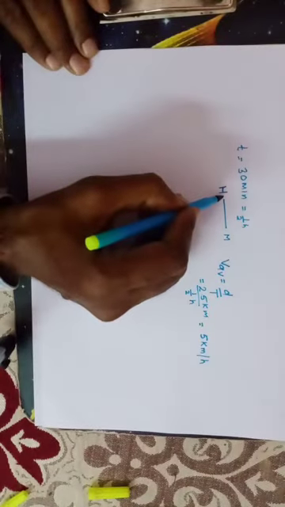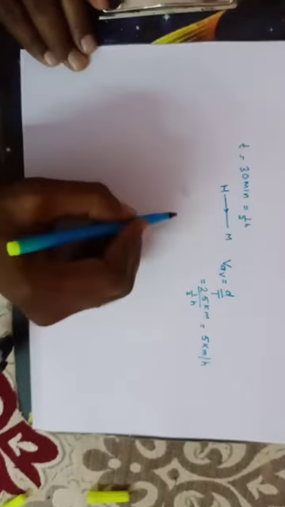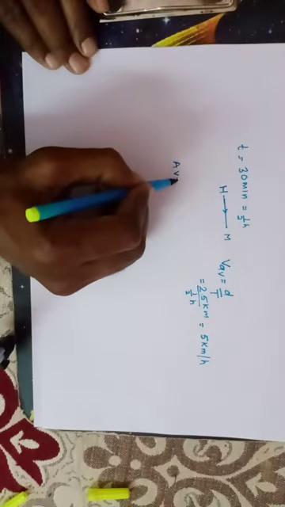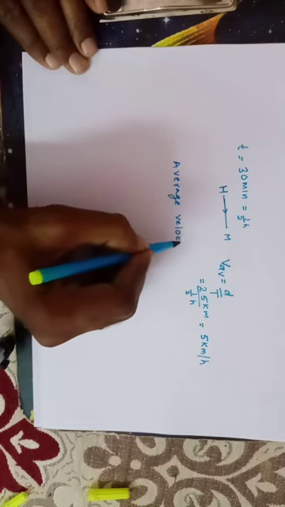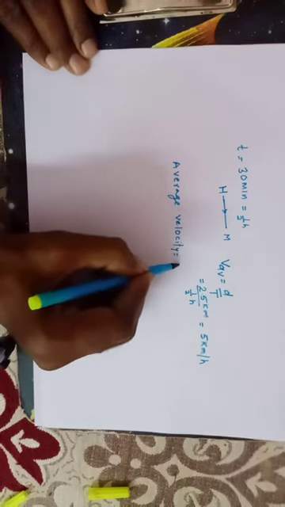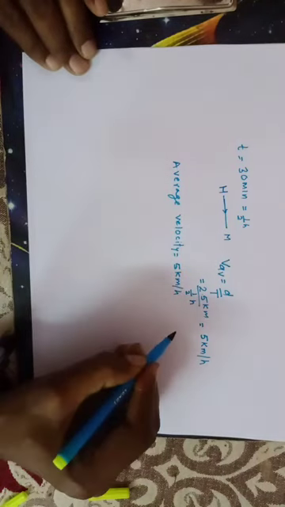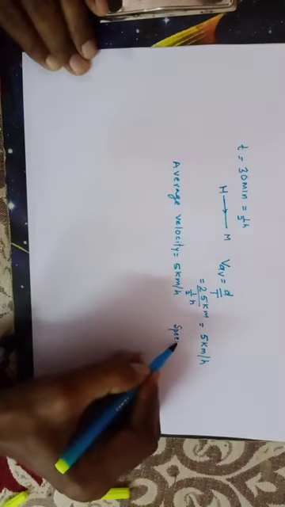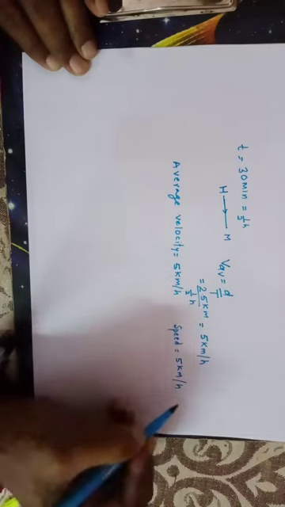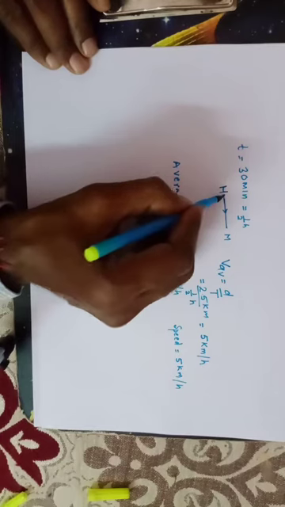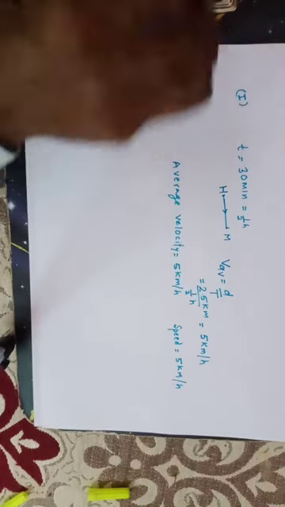Now home to market is 2.5 km. So for 0 to 30 minutes, average velocity will be 5 km per hour and average speed also 5 km per hour. It will be also 5 km per hour because distance and displacement are the same here. So in the first case, no problem.